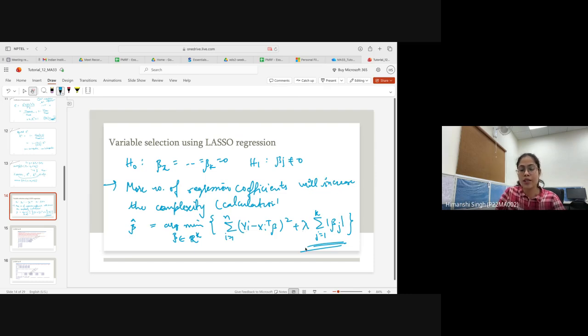Now what is the role of introducing this lambda? If we introduce this lambda, there is a mathematical, theoretical proof, and the construction of this method is such that if the value of lambda is higher, then it will make more of the coefficients 0. So we want to find a way by which we can know that these are the variables we can skip, and these are the variables we have to take with us.